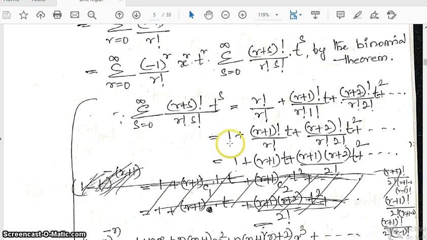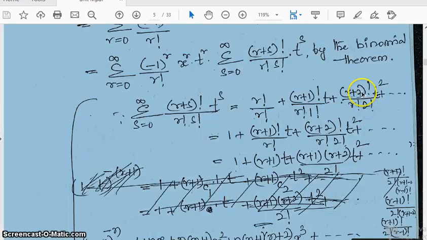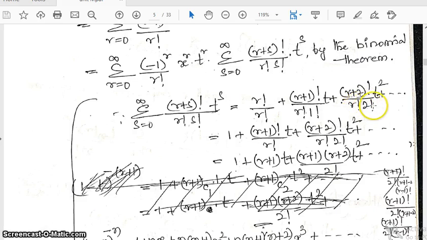How is it? Summation of r plus s factorial by r factorial s factorial into t to the power of s. Substitute s equal to 0, then you will get r factorial by r factorial. Then s equal to 1: r plus 1 factorial by r factorial into 1 factorial into t, plus substituting s equal to 2, you will get r plus 2 factorial by r factorial into 2 factorial into t square, plus so on. So this is nothing but 1 plus r plus 1 factorial by r factorial into t plus r plus 2 factorial by r factorial into 2 factorial into t square plus so on.